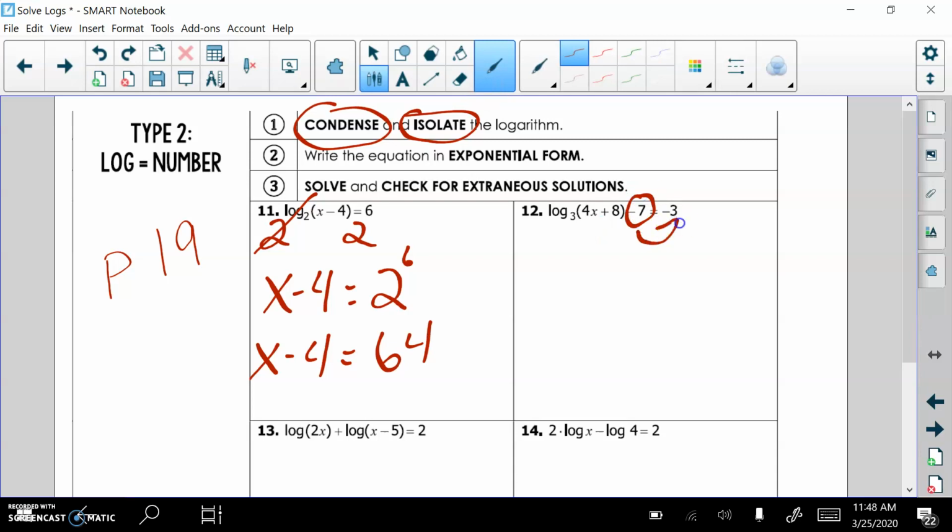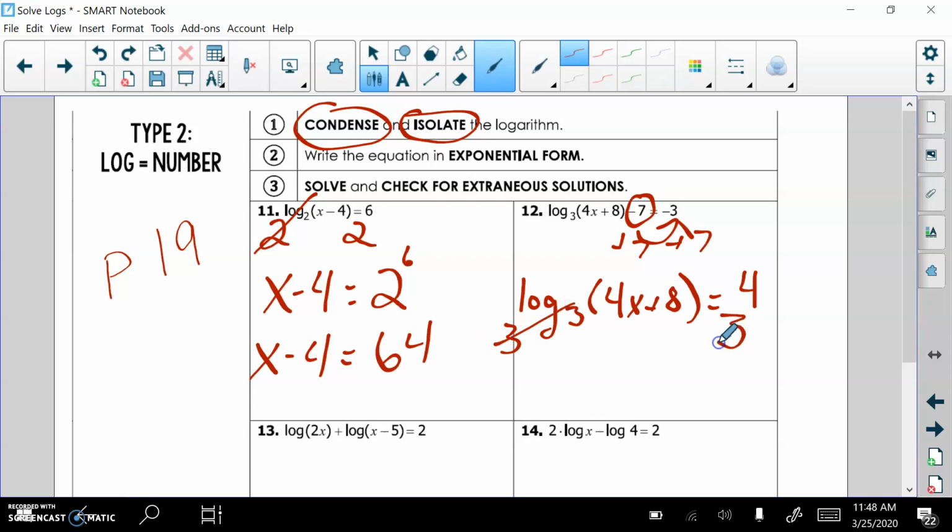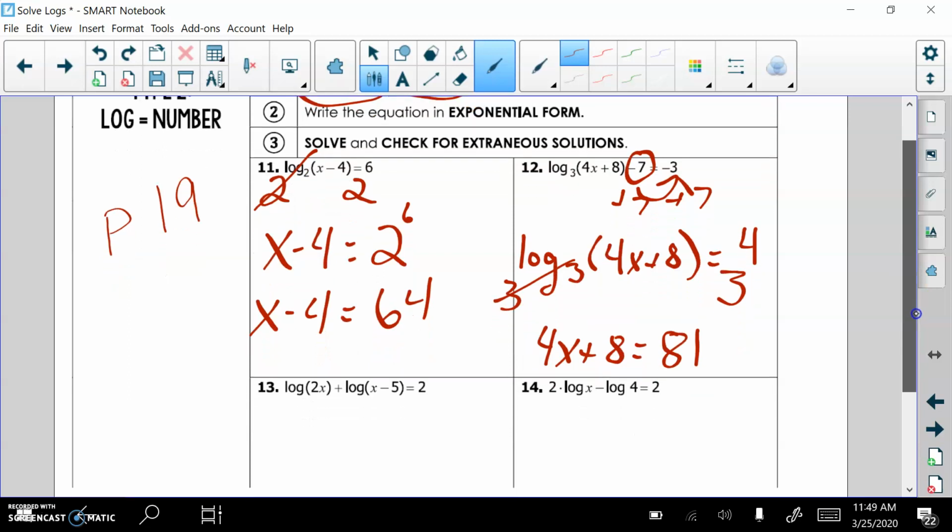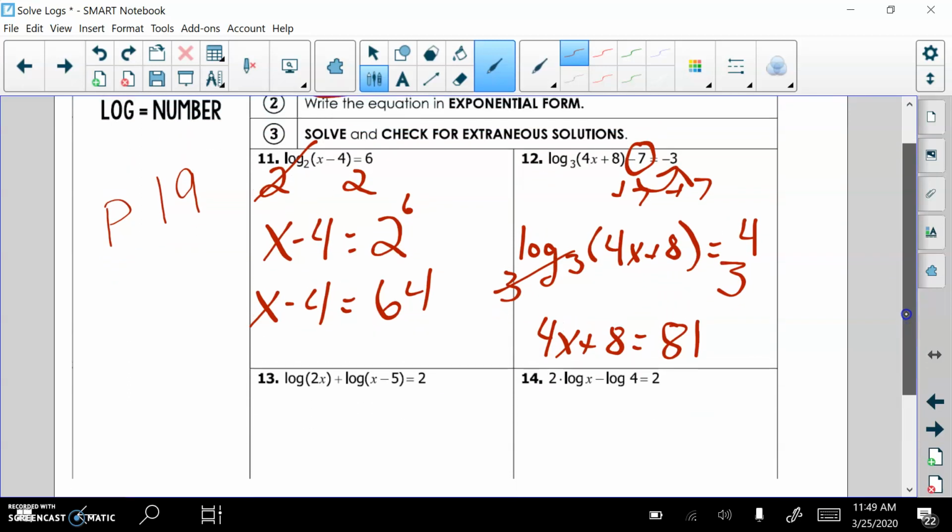This 7 needs to come over here. All right, so I add 7 to both sides. I have log base 3 of 4x plus 8 is equal to, it's been a while, 4. All right, exponentiate with 3 to balance: 4x plus 8 equals. And just know when I write the number 81 down, that's what 3 to the 4th power is. You can check my work if you need to, which would probably be a good idea. All right, good stuff. Next.